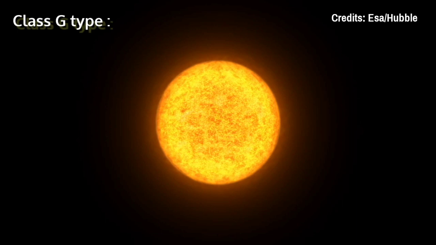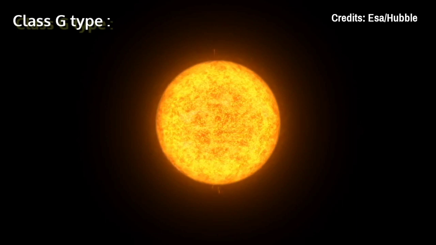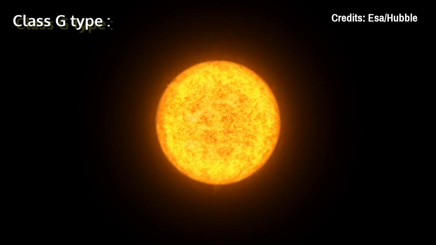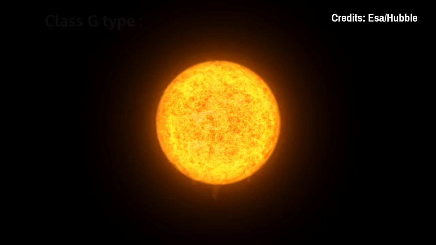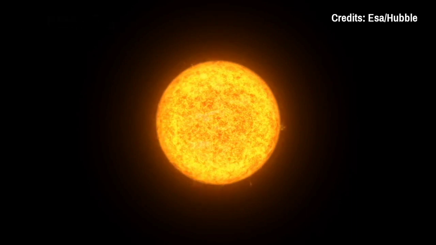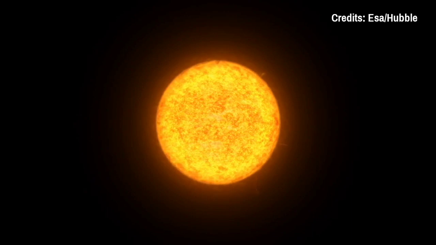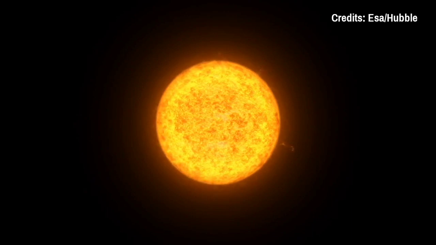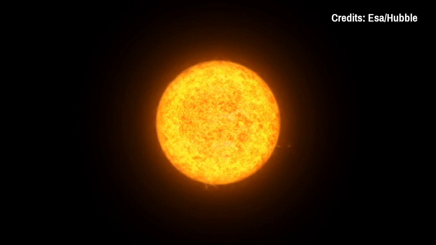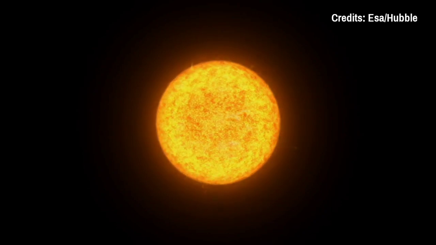Class G type. Class G stars are common main sequence stars. Their temperature is typically from 5,200 to 6,000 Kelvin. G-type stars are yellowish-white stars. They are still at the main sequence stage, so they have strong hydrogen spectral lines and moderate calcium spectral lines.